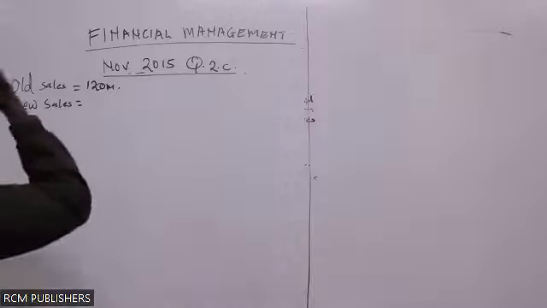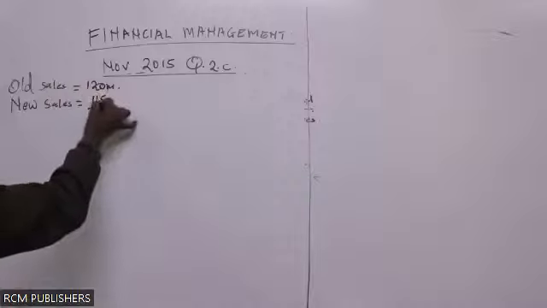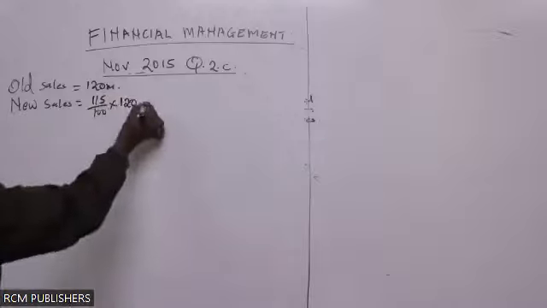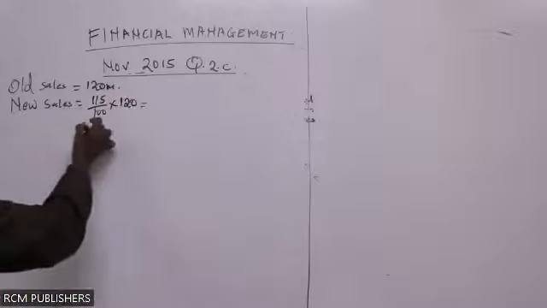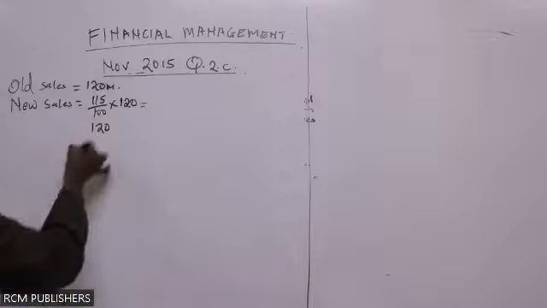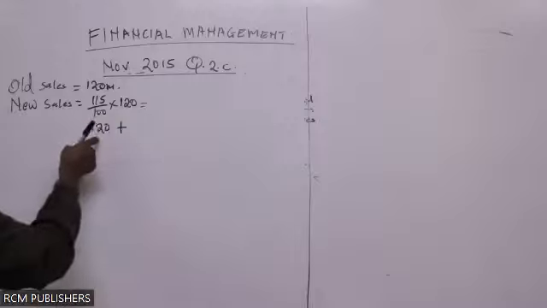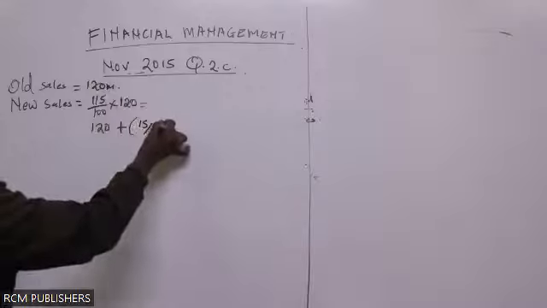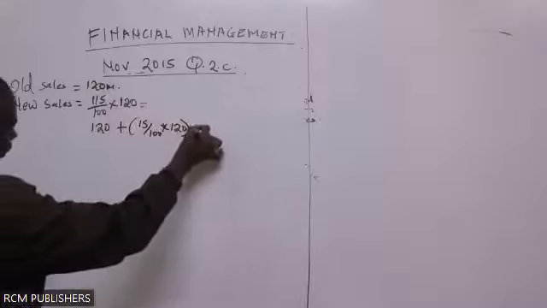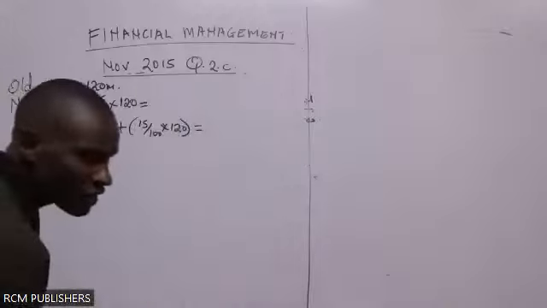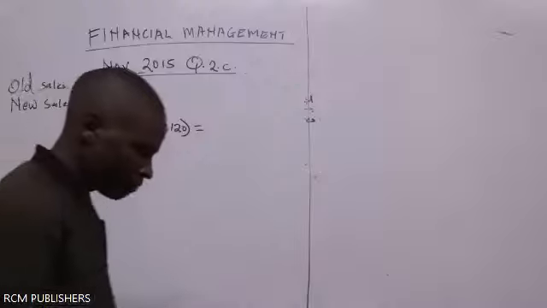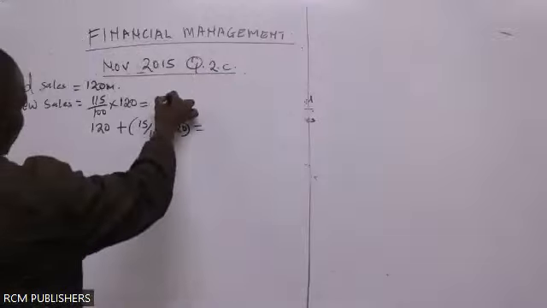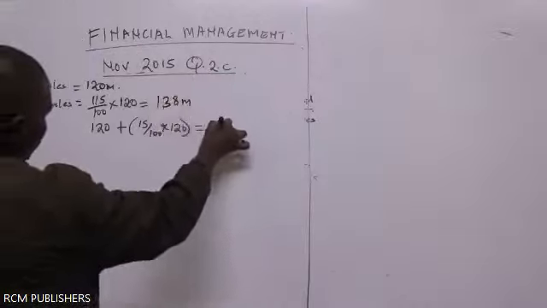So there are 2 ways you can get this. 115 over 100 of 120, and you get it. Or you take 120 plus, this is the old sale, plus now it increased by 15%, 15 over 100 of 120. Both should give you the same. Whichever method you use, just get there quickly. So you're giving me 138 million.